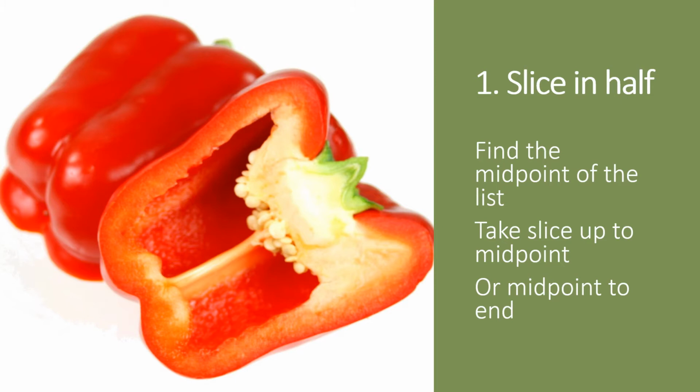First, we're going to slice the list in half. To do that, we're going to find the midpoint of the list and take a slice of the list, either the values from 0 up to the midpoint or from the midpoint to the end of the list, depending on which side has got our search term in it. So let's write the code to do that.